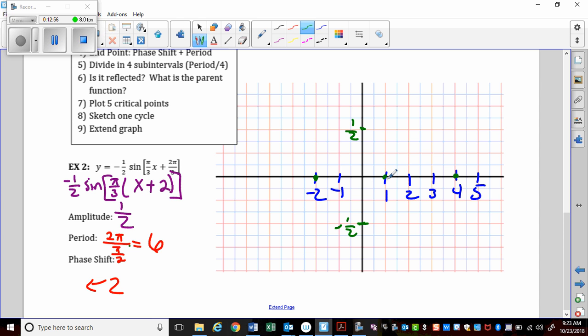And in between -2 and 1, that is going to be where it hits -1/2. So it's symmetric. And it looks like it's kind of in between here, right? The halfway point. So it's going to hit -1/2 right here. And then in between 1 and 4, this is going to be where it hits +1/2. So maybe 2.5, something like that. And it's going to keep going. So I'm going to connect the dots. Alrighty, that is our sine graph.